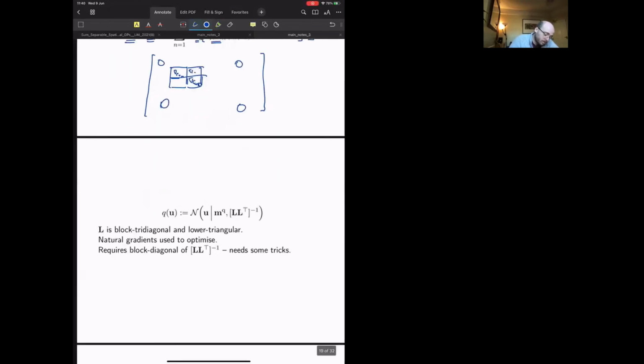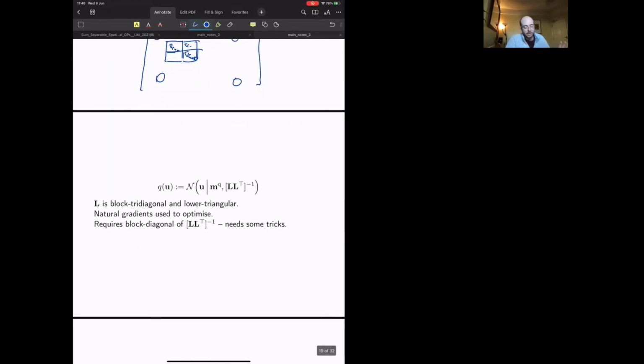So then with that established, it's just a question of how do you parameterize this? The way they go about it in the first paper is to just parameterize the Cholesky of the precision, and they restrict that to be block tridiagonal and lower triangular because it's Cholesky.